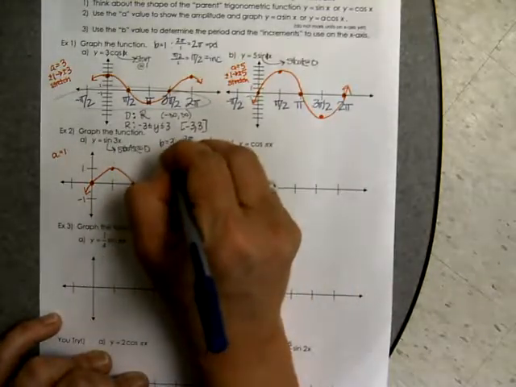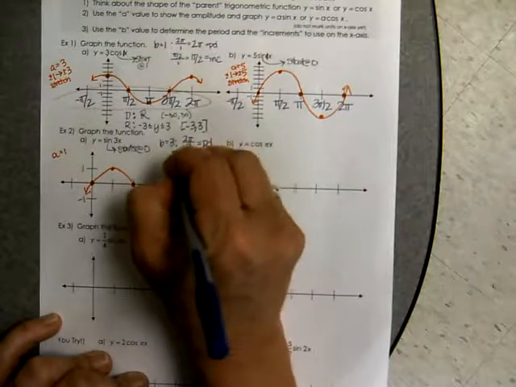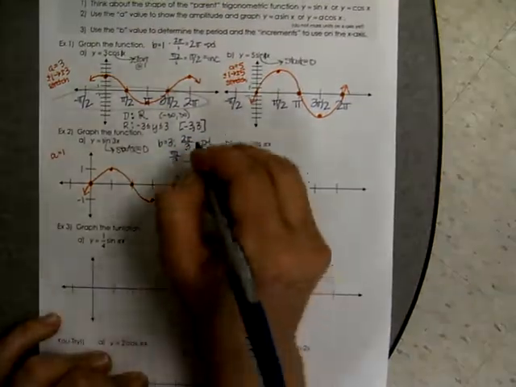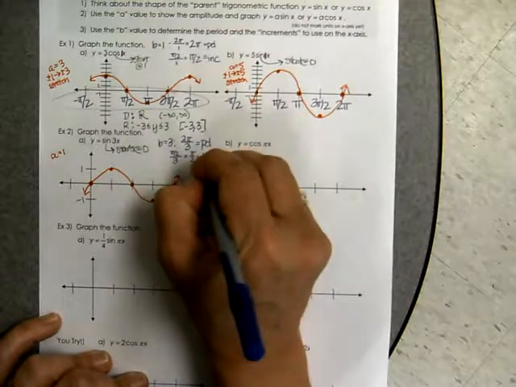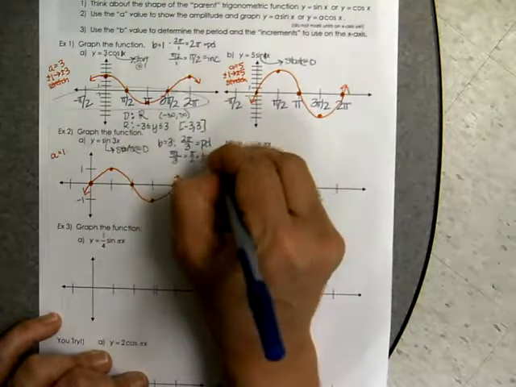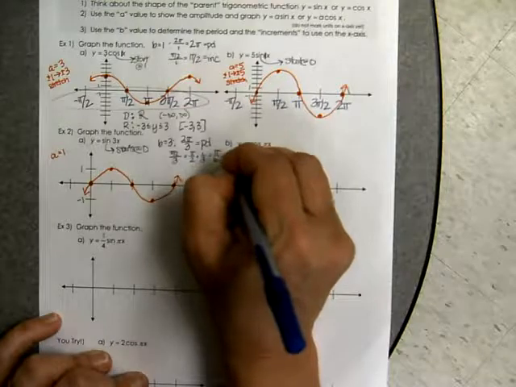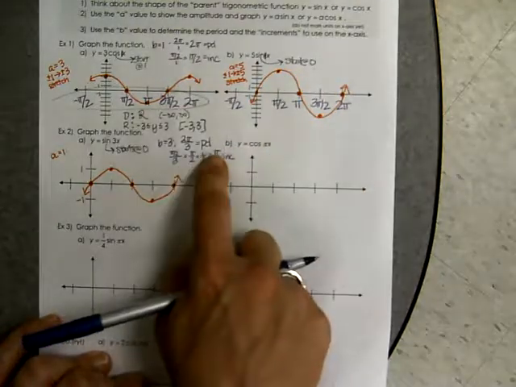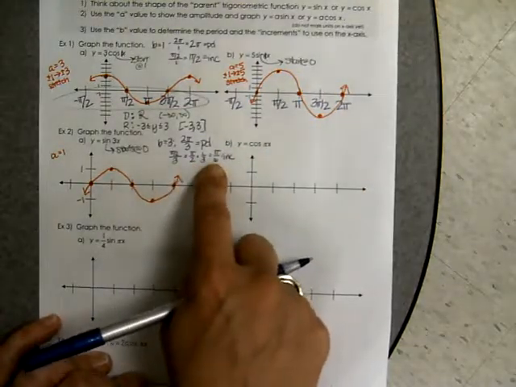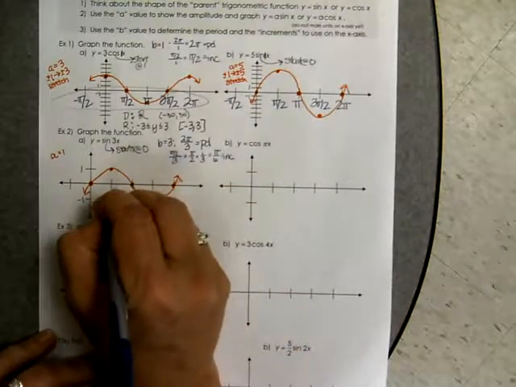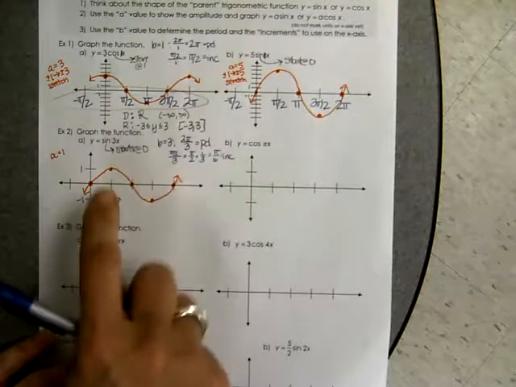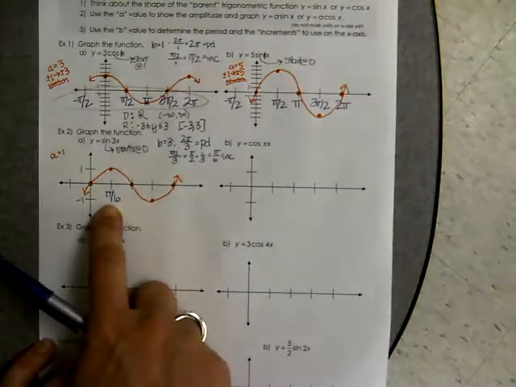I'm going to take pi over 2 over 3. Remember that dividing by 3 is like multiplying by the reciprocal 1/3. And so that gives me pi over 6 as my increment. So that means I'm going to count by pi sixths. Let's do that very carefully.